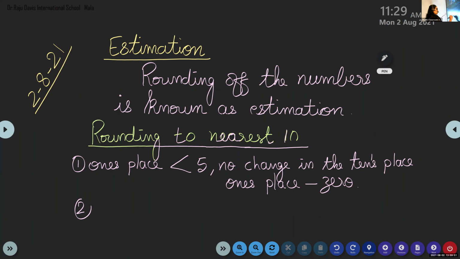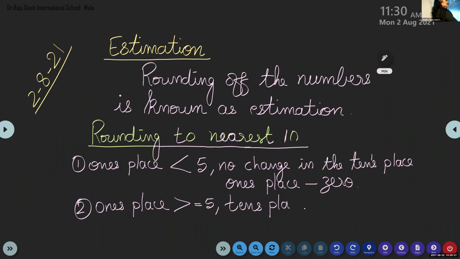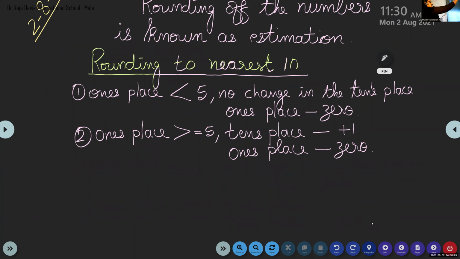Second rule, if the ones place is greater than or equal to 5, then to the tens place, what is to be done? Tens place plus 1 and ones place 0. So these are the rules, two rules.